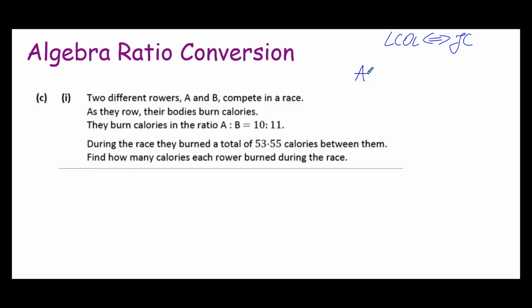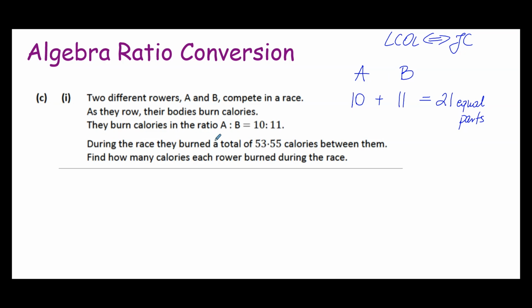What does that mean? A burned 10 and B burned 11. Now, together, if I add that up, that means the ratio has 21 equal parts. And out of those 21 equal parts, 10 went to A and 11 went to B. That's how we understand ratio.